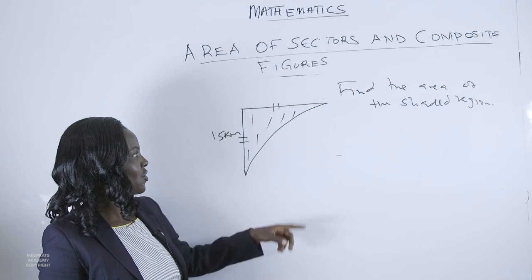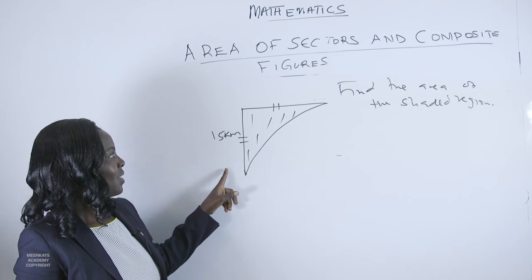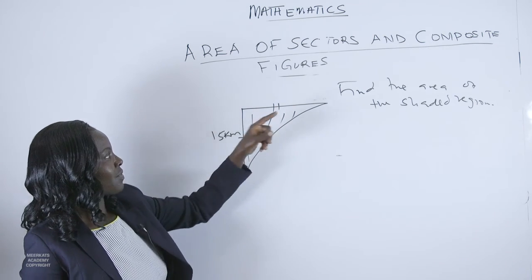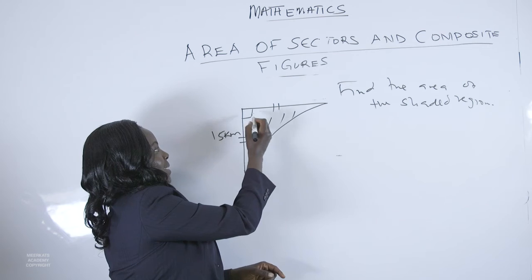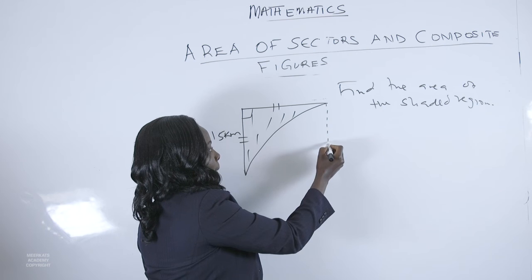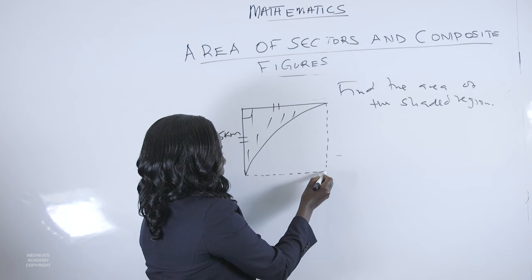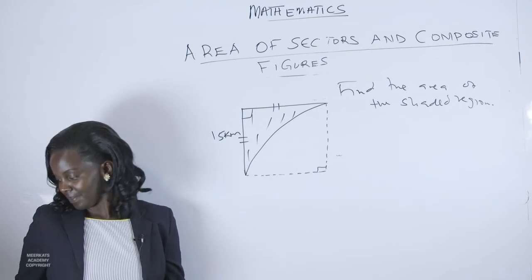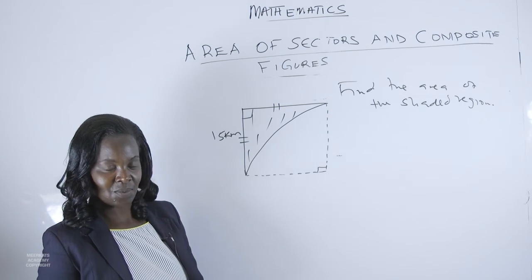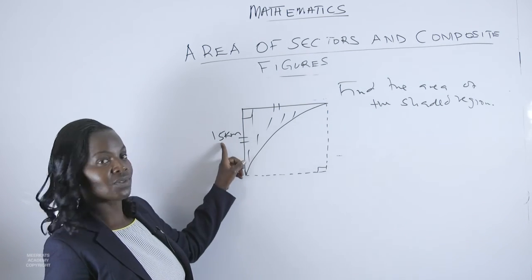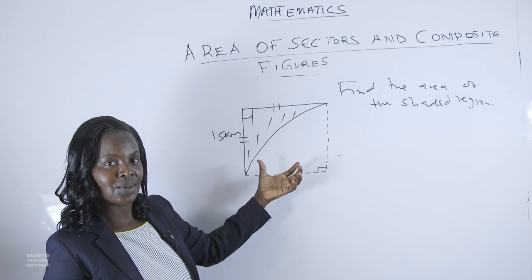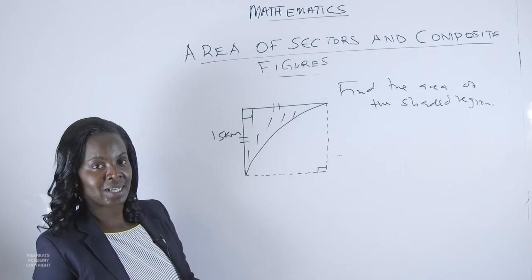Find the area of the shaded region. You are given a figure like this. So again, you realize that this is a composite figure. It's not the basic shapes that we know of. We have a right angle here, and then we have a curve. So that means there is a circle somewhere. If you connect using dots, you realize that there was a square. There is a square because this is 15 kilometers and this is 15 kilometers. So there's a square, and from that square, a sector was carved out.